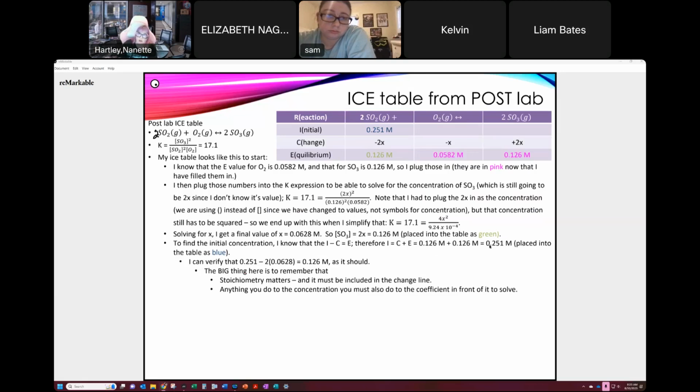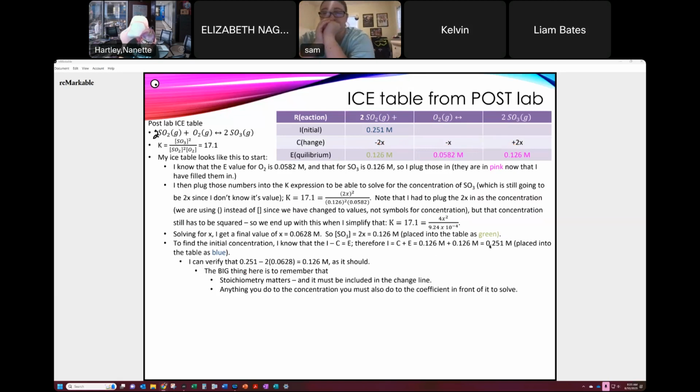Now, with that, I end up with the 2 out here, the 1 out here, and the 2 out here. And so when I get to my change row, that row has to reflect that stoichiometry. So I need to have minus 2x here, minus x here, and plus 2x here. Okay, so those are the things that would go into that K expression as it's written.